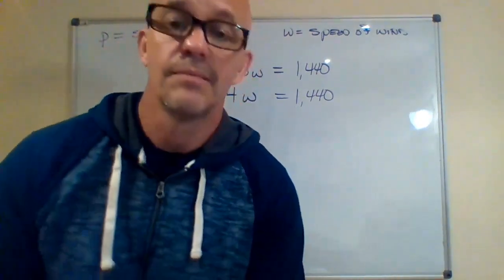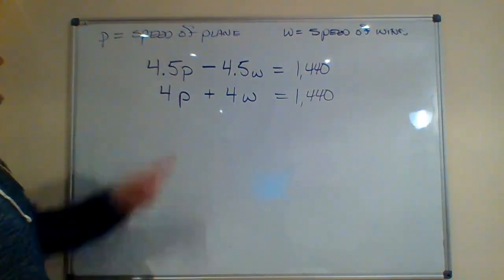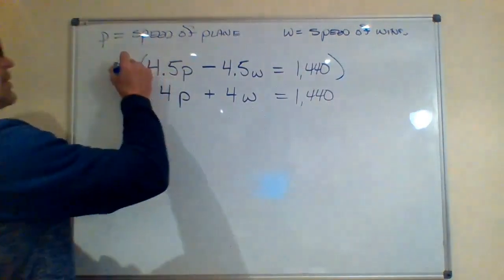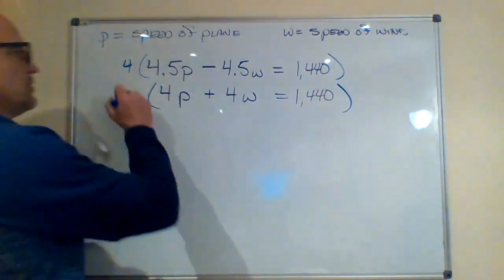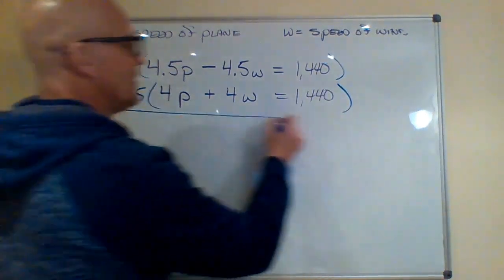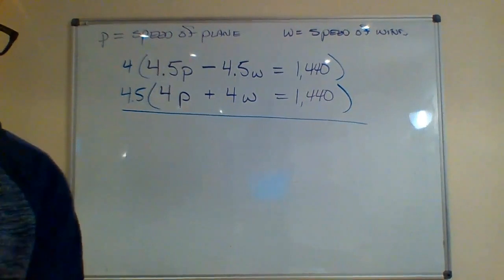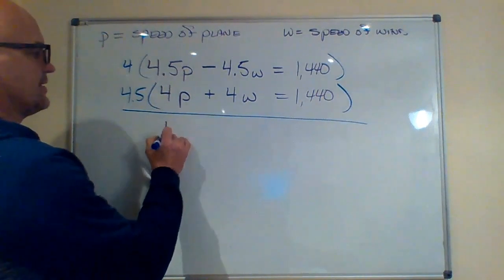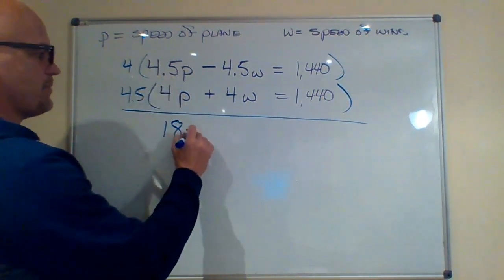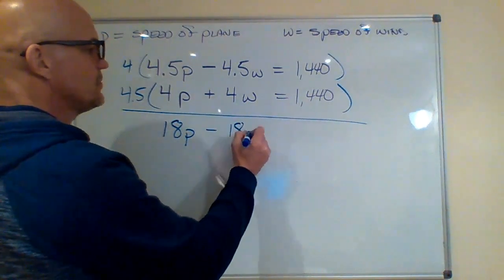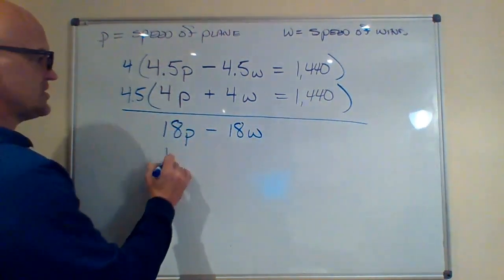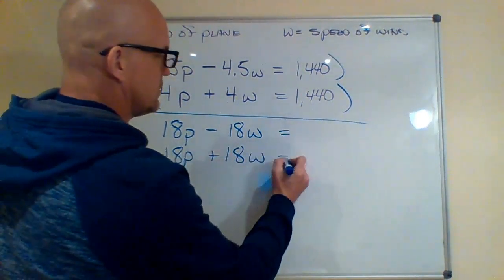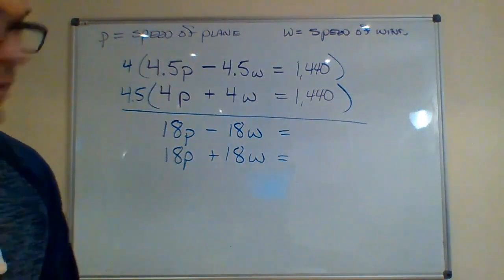So I'm going to multiply and get rid of them. These guys are already opposites. So all I'm going to do is multiply this top guy by 4 and this bottom guy by 4.5. Now, the beautiful part here is if I grab my calculator and take 4 times 4.5, I'm going to get 18. So that means this top one is 18P minus 18W. And this bottom one is also 18P, but plus 18W. All those 4 times 4.5s work out to be the same.